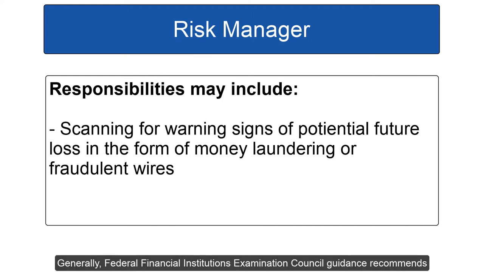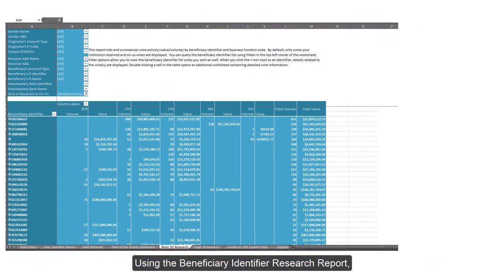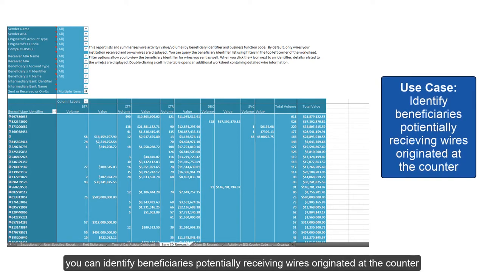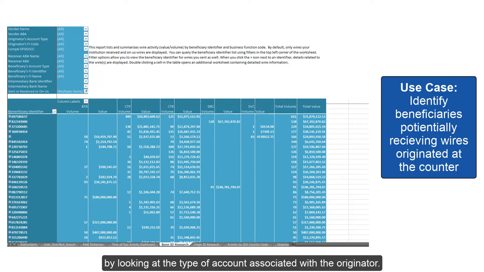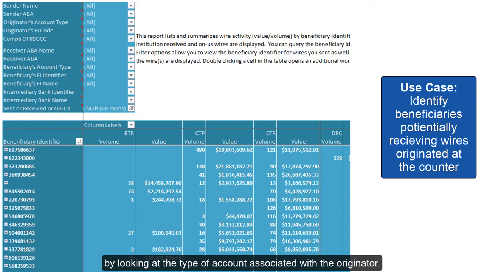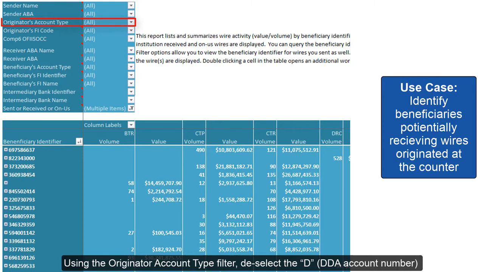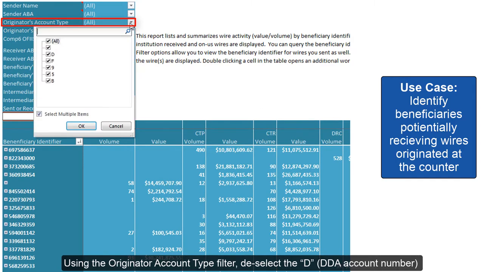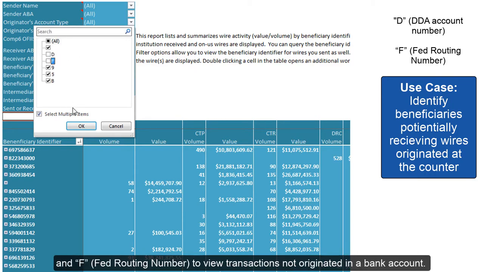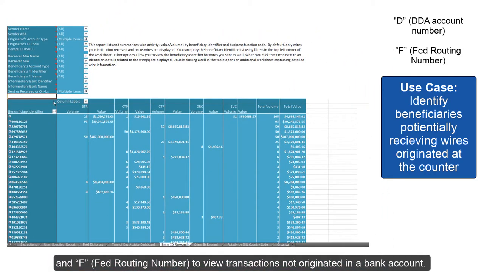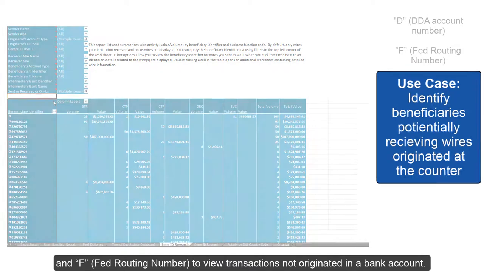Generally, Federal Financial Institutions Examination Council guidance recommends monitoring accounts that receive wires not originated from a bank account. Using the Beneficiary Identifier Research Report, you can identify beneficiaries potentially receiving wires originated at the counter by looking at the type of account associated with the originator. Using the originator account type filter, deselect the D, DDA account number, and F, Fed routing number, to view transactions not originated in a bank account.